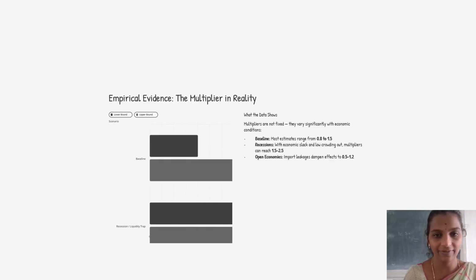Now the empirical evidence. The data shows that multipliers are not fixed. They vary significantly with economic conditions. At baseline, most estimates range from 0.8 to 1.5. In recessions with economic slack and low crowding out, multipliers can reach 1.5 to 2.5. In an open economy, import leakages reduce effects to between 0.5 and 1.2.